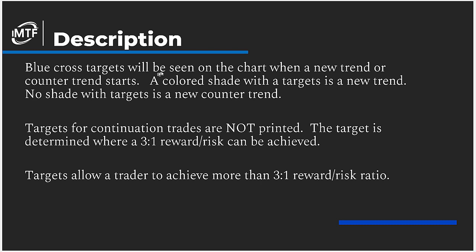Blue cross targets will be seen on the chart when a new trend or counter trend starts. If it's an existing trend or existing counter trend, you will not see targets. It's only when a brand new trend starts. A colored shade with targets is a new trend. No shade with targets is a new counter trend.